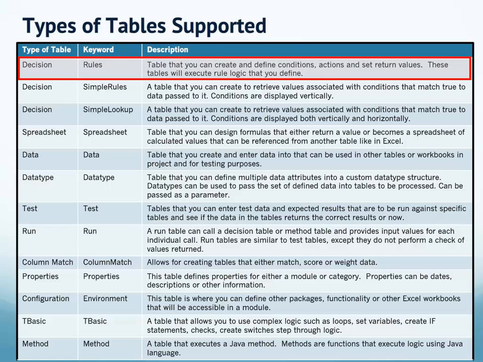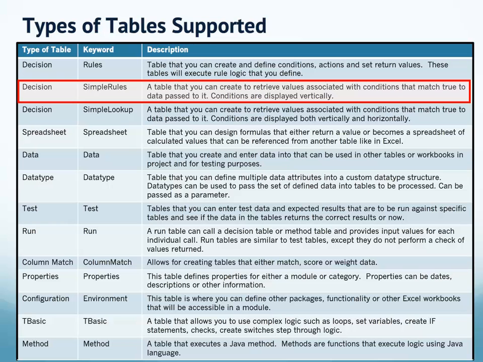And the syntax or keyword that OpenL is looking for is Rules. So really this is rules development done inside of a decision table, and we'll see examples of all of these. But a decision table is where you can define conditions, and if those conditions are met, then you can have either actions performed or you could return a specific value. These are the tables that really execute the logic that you're defining.